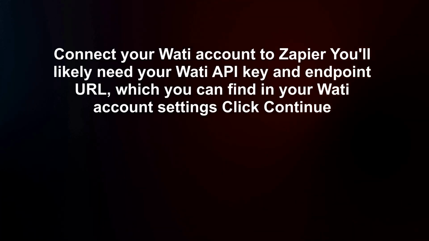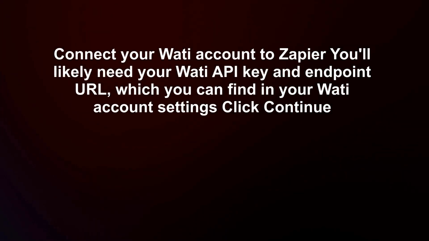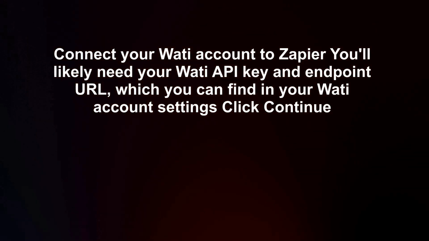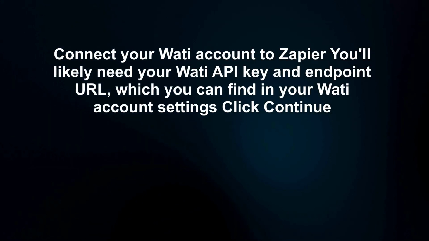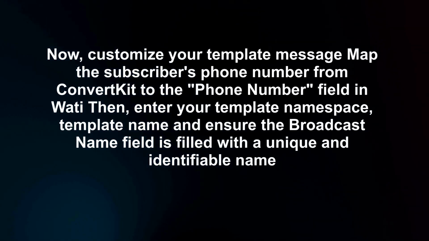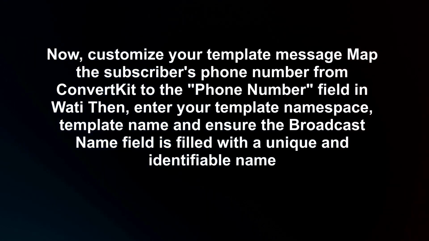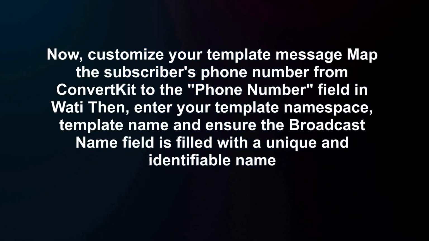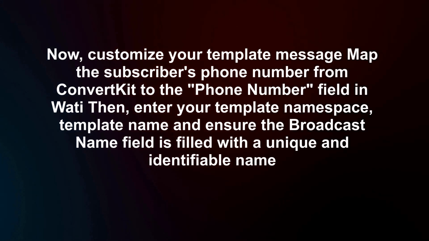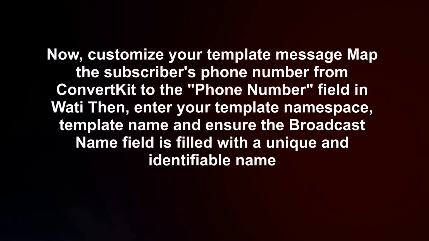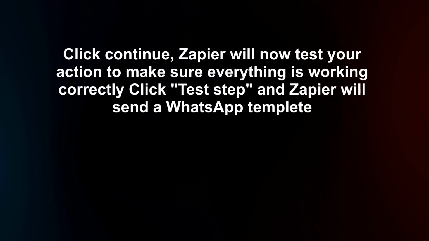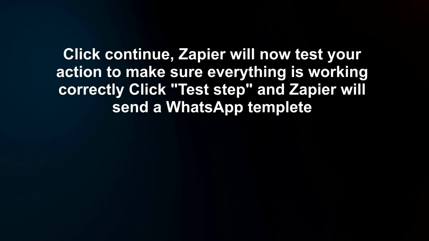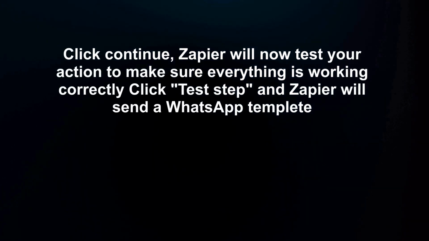Connect your Wati account to Zapier. You'll likely need your Wati API key and endpoint URL, which you can find in your Wati account settings. Click Continue. Now, customize your template message. Map the subscriber's phone number from ConvertKit to the phone number field in Wati. Then, enter your template namespace, template name, and ensure the broadcast name field is filled with a unique and identifiable name. Click Continue. Zapier will now test your action to make sure everything is working correctly.